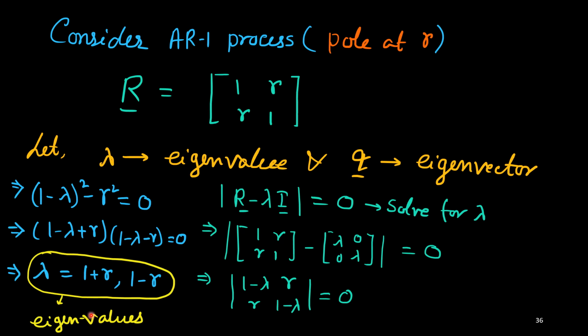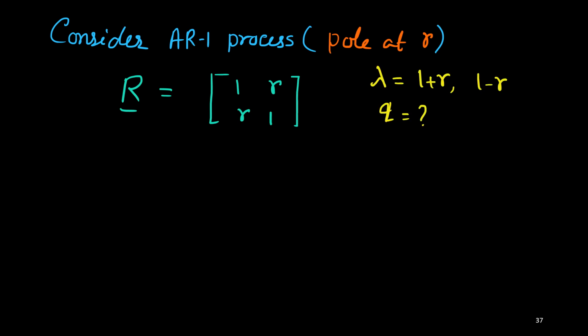Now here you see with r equal to 0, both eigenvalues will become the same. That is for a white input sequence, right? So we have got two different eigenvalues. One is 1 plus r, other one is 1 minus r. Okay, but what are the corresponding eigenvectors?